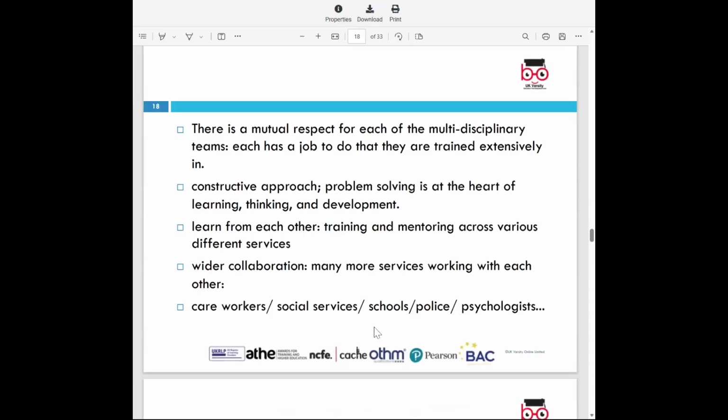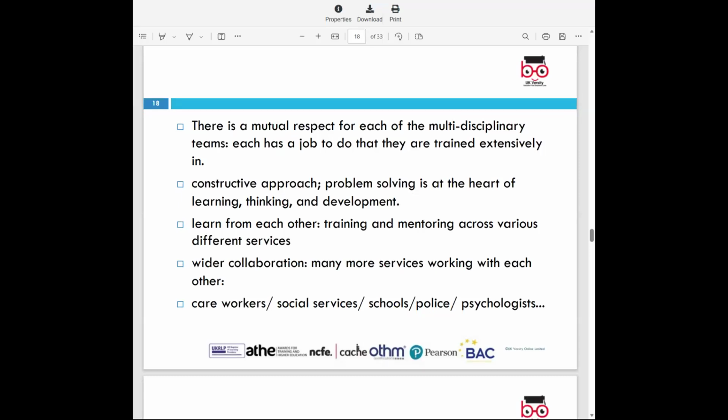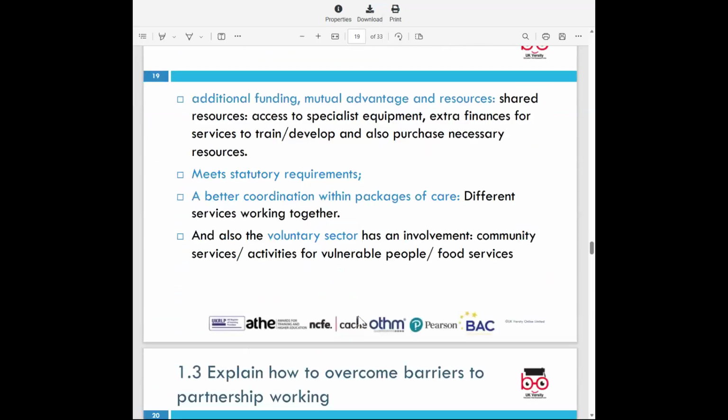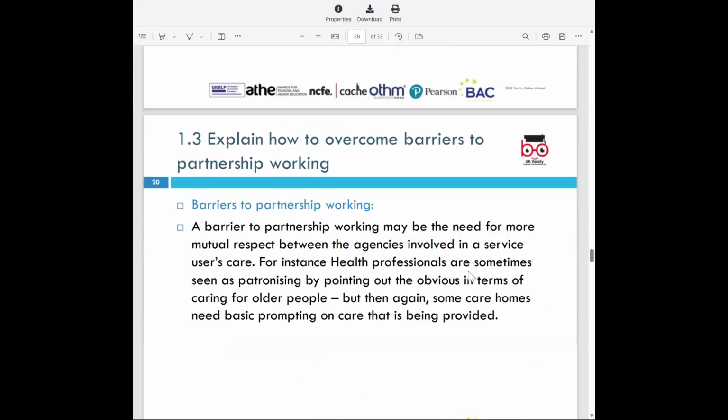So there is a mutual respect for each multidisciplinary team as they work together and get trained. They learn from each other. They become problem solving, and there's wider collaboration with different services, and they work together like care workers, maybe social services, the police. It could be psychologists, it could be therapists, it could be anyone that works together to build this mutual understanding with each other. Additional funding, mutual advantage, and resources. Resources are really important to develop any sort of training needs or anything like that, to meet requirements. Different services work together, and the voluntary sector has an involvement, so community services.